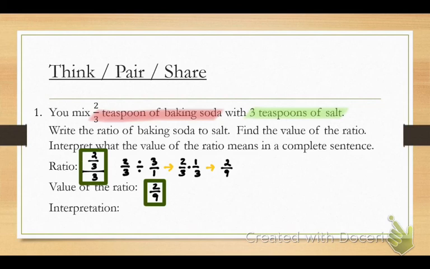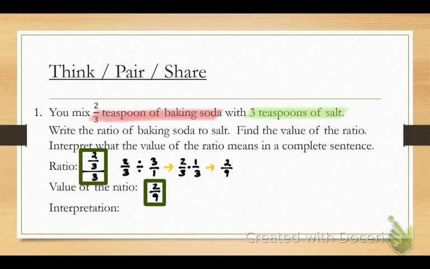Now it asks me to have you interpret. I want everyone to go back to their notes, and if you would, look at example 1. You could see the interpretation here. We were comparing cold water and glue. It says the amount of cold water is 3/4 the amount of glue. Now we are not comparing cold water and glue. What two things are we comparing? You're always going to compare the first thing that you see in your problem, baking soda to salt.